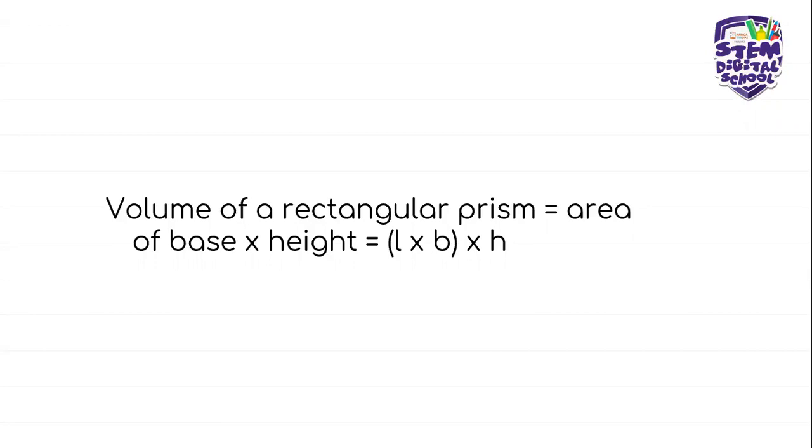So the volume of a rectangular prism is defined as the space that is occupied by the solid, by the rectangular prism in this case. So the space that's occupied will be the volume. So you look at the length, the breadth, as well as the height. So that's the space that is occupied.